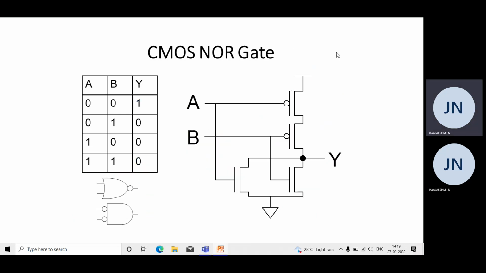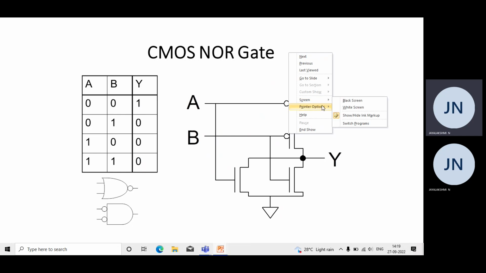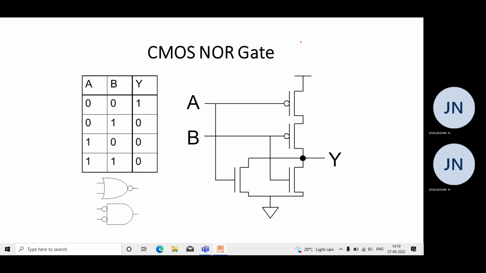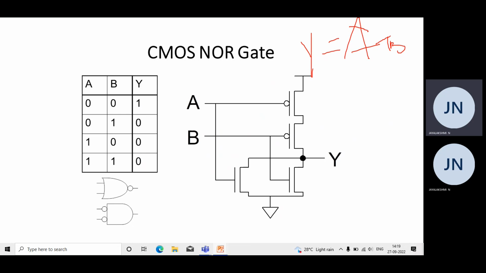In a similar way, this is the figure of the two input CMOS NOR gate. The expression for the two input CMOS NOR gate is Y is equal to A plus B whole bar. As I said previously, whenever you have a plus operation, the PMOS should be in series and the NMOS should be in parallel.